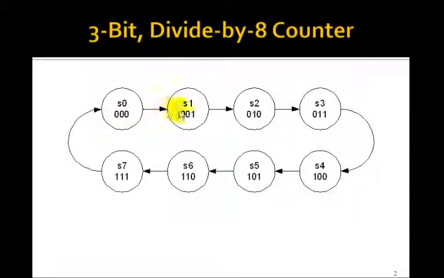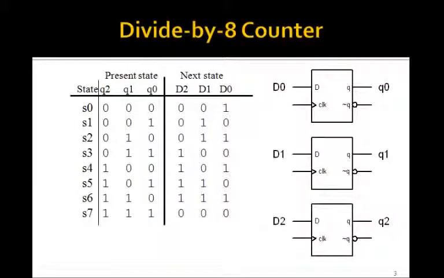Then on the next rising edge of the clock the state will change to 1, then to 2, 3, 4, 5, 6, 7, and back to 0. So this is a 3-bit counter which is going to count from 0 to 7 and then repeat itself. Let's see how we can design such a circuit.